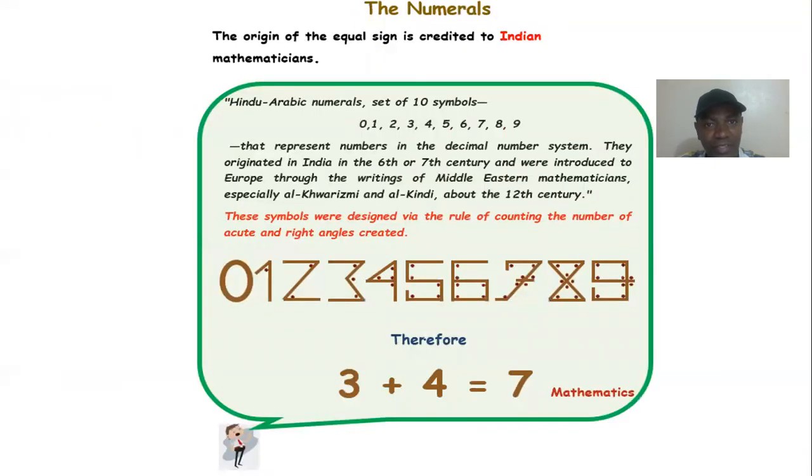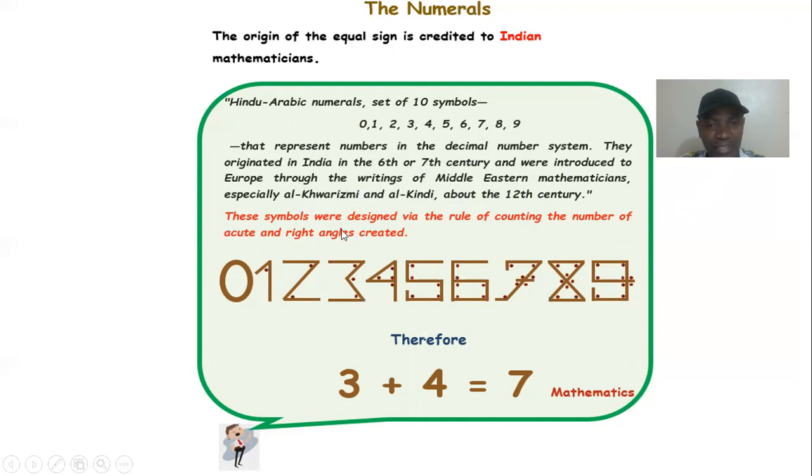Again, the origin of the numerals is credited to the Indian mathematicians, the symbols that we use for numbers. The Hindu-Arabic numeral set of 10 symbols, 0, 1, 2, 3, 4, 5, 6, 7, 8, 9. That represents numbers in the decimal number system. They originated in India in the 6th or 7th century and were introduced to Europe through the writings of the Middle Eastern mathematicians, especially Al-Khwarizmi and Al-Kindi, about the 12th century.